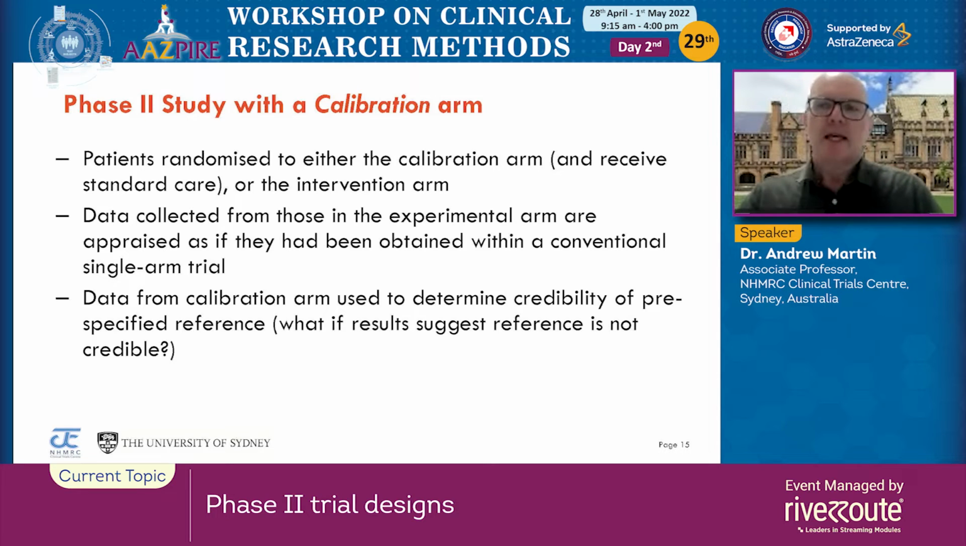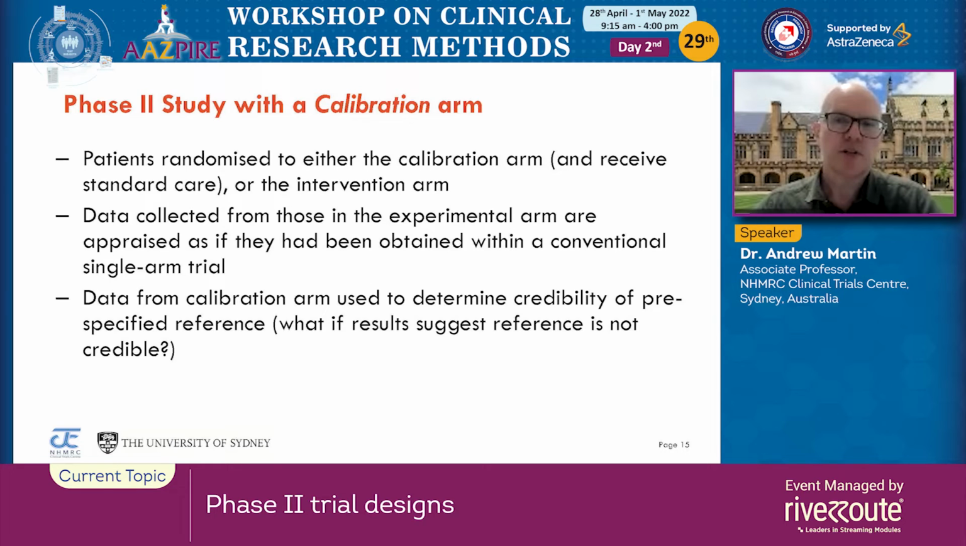Okay, now let's move on to talk about phase 2 trials with more than a single arm. And the first type I want to talk about is the randomized calibration design. Sometimes this is called a randomized non-comparative design. And the basic idea is that patients are randomized to either an intervention arm or a calibration arm. In the calibration arm, they get standard care. In the intervention arm, they get the experimental treatment.